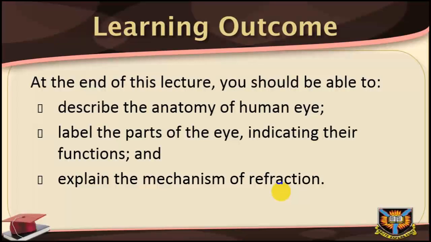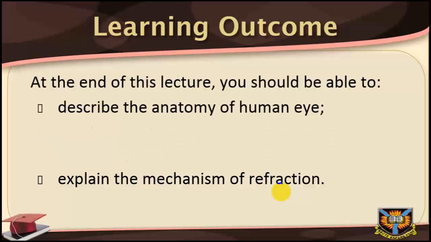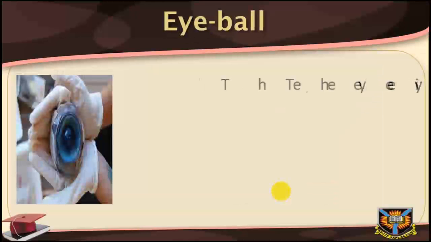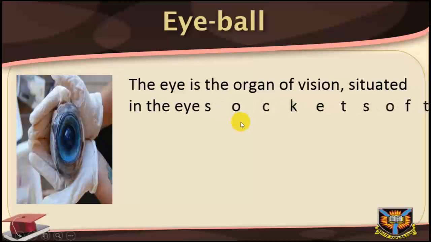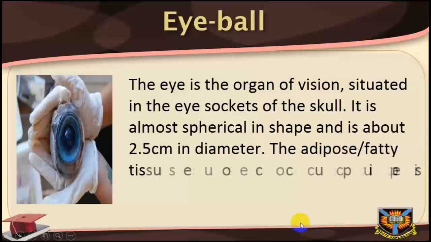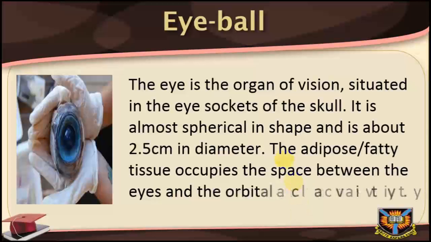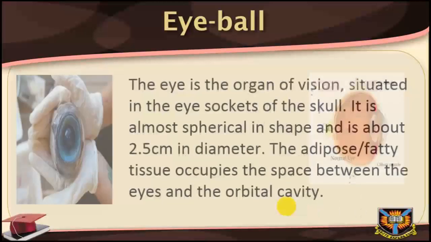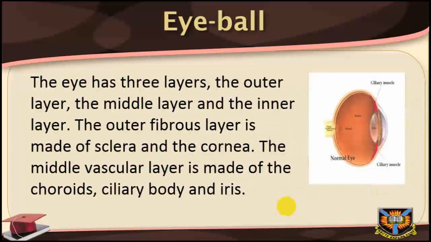The eye is the organ of vision, situated in the eye socket of the skull. It is almost spherical in shape and is about 2.5 centimeters in diameter. The adipose or fatty tissue occupies the space between the eyes and the orbital cavity. The delicate eye is protected from injury by the bony wall of the orbit and the surrounding fat.